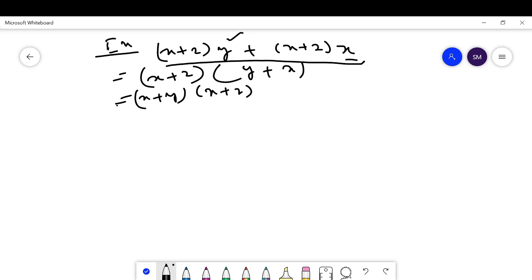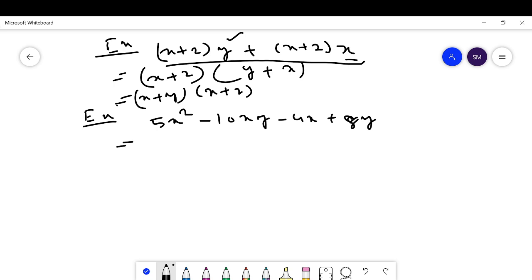This is the factorization of these algebraic expressions. I have told you what factorization is: the process in which we express algebraic expressions in product form. Here you can express these algebraic expressions as x plus y into x plus 2. Okay. Take another example. Here the question given is 5x square minus 10xy minus 4x plus 8y.